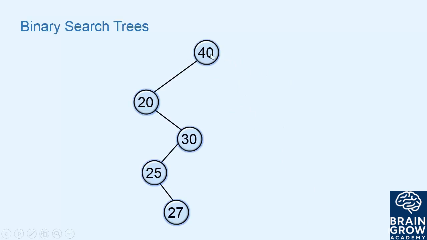This is again a binary search tree. All the keys here are less than 40 and for this subtree all the keys are greater than 20 because all the keys are in the right subtree. For this subtree all the keys are less than 30 because this is only left subtree, and for this subtree this 27 is in the right subtree, so it is greater than 25.